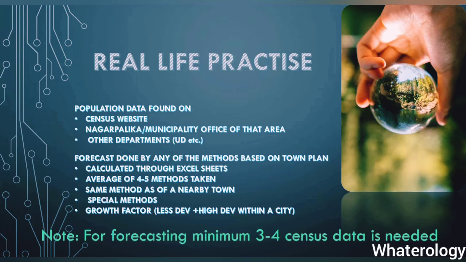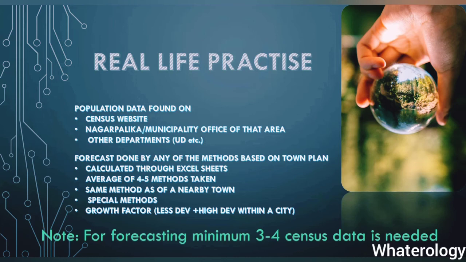Then there are some special methods for special areas. For example, when I was working, I designed a project for the Statue of Unity, located in a place called Kevadia, Gujarat. Kevadia originally was a village which was not that developed. So when you take the census population of previous years and project on that population, the overall result for the future will be very less.